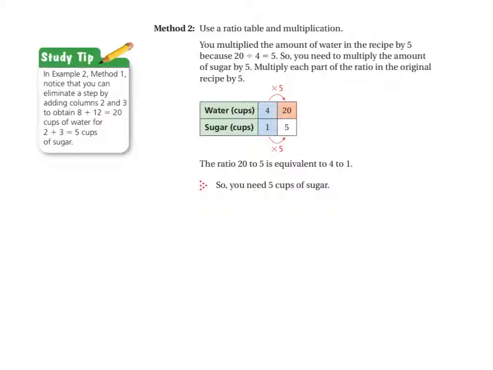So again, if I know that my ratio is 4 to 1 and it says I want 20 parts water and I need to figure out how many parts sugar, I can say what did I have to take times 4 to get to 20, and I do the same thing to 1, and I would use my cross products and get x is equal to 5.